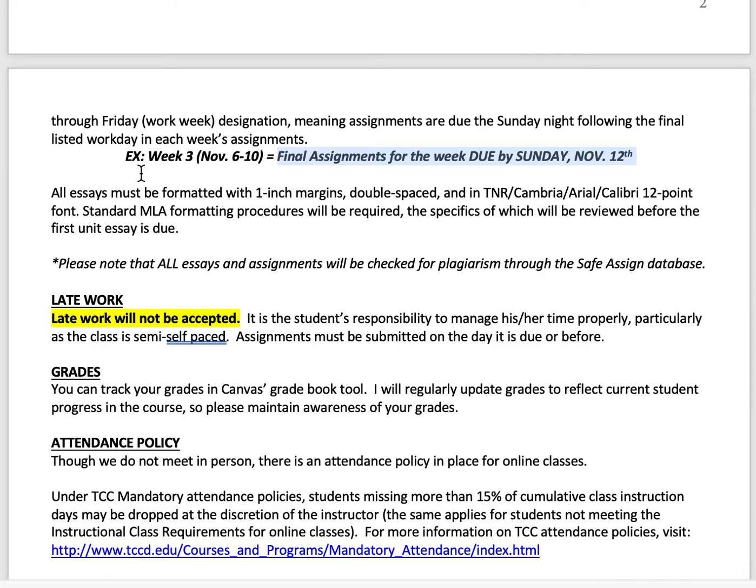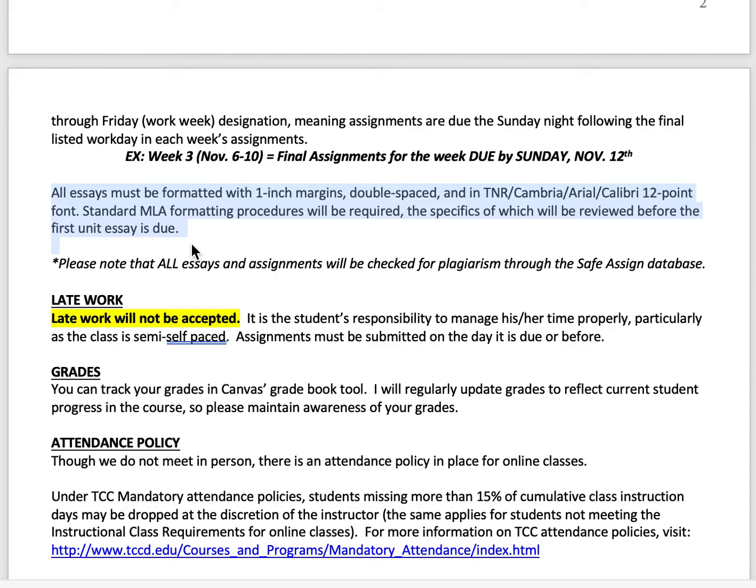Everything does need to be MLA formatted as far as the major essays and major writing assignments, things like blogs and discussion boards, not so much. But that means 1-inch margins all around, double space, Times New Roman, Cambria, Arial, Calibri, 12-point font, et cetera, et cetera. There are MLA resources for you in the modules, and so you can always reference those if you're not quite sure about MLA formatting requirements.